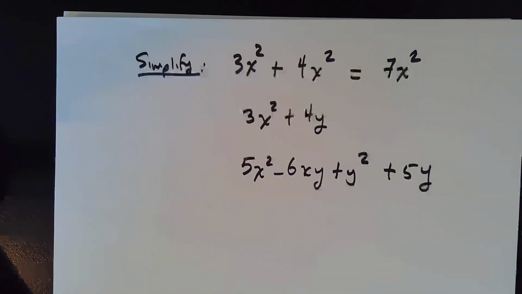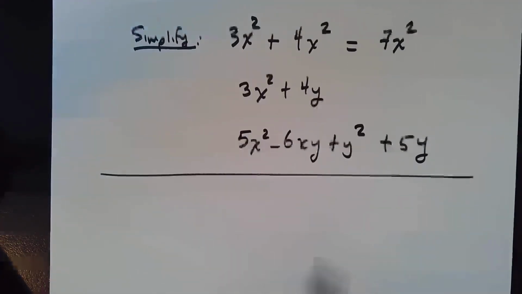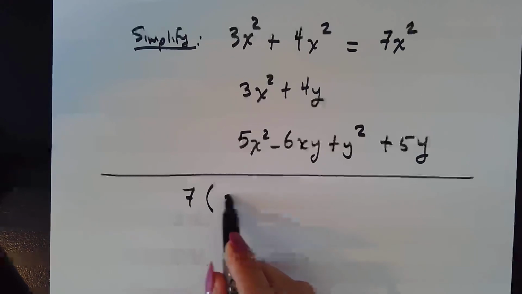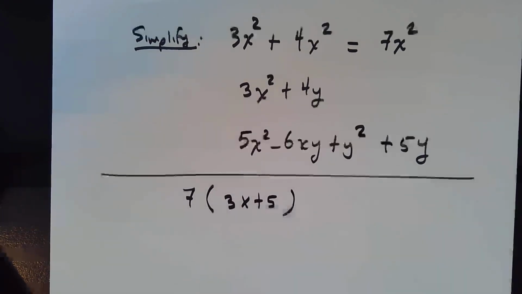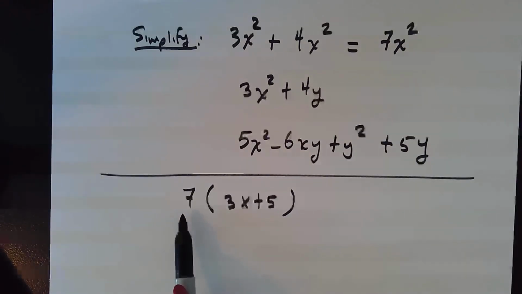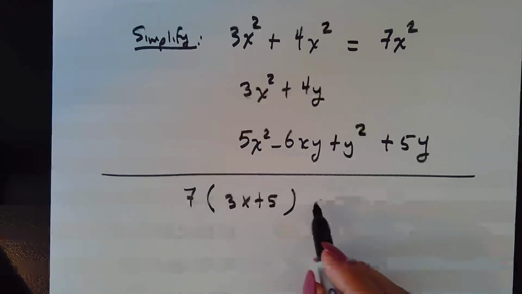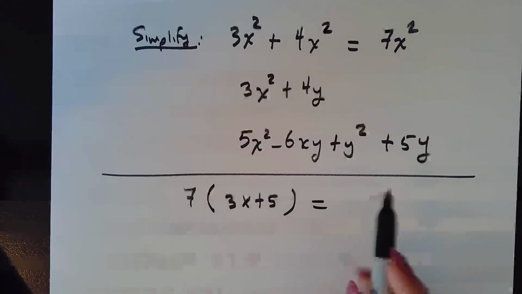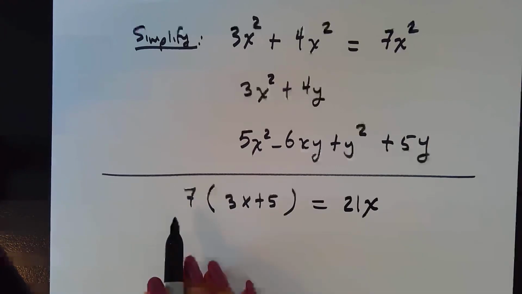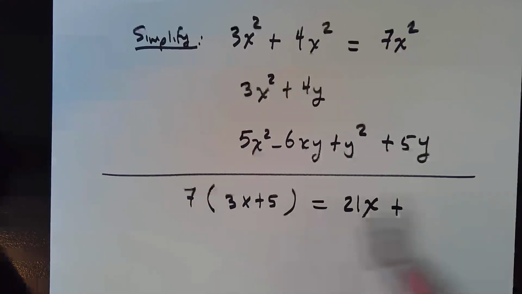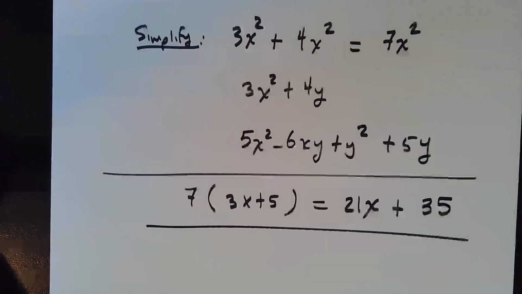And now let's talk about the distributive property. Sometimes you want to simplify something like 7 times 3x plus 5. This one you need to apply the distributive property, which means that you're going to multiply every term inside the parentheses by the number outside the parentheses. So 7 times 3x, that's going to be 21x. And then plus 7 times 5, that's 35. Okay, that's using the distributive property.